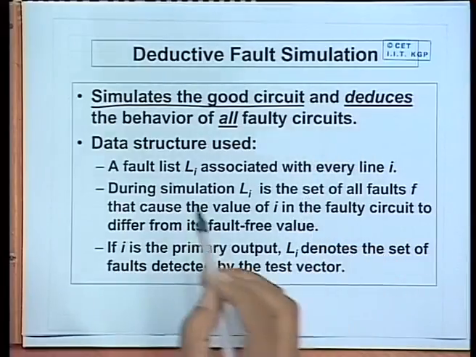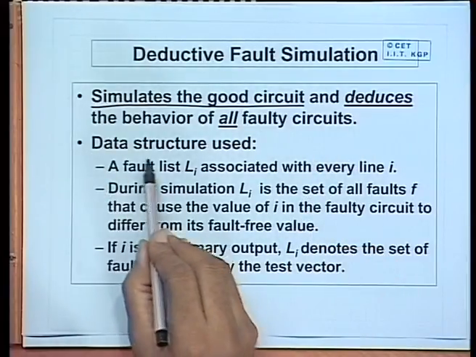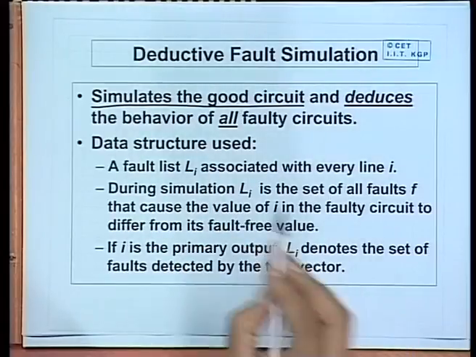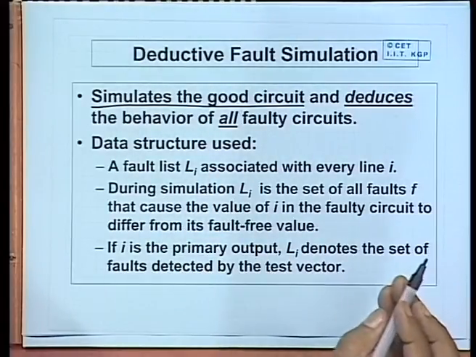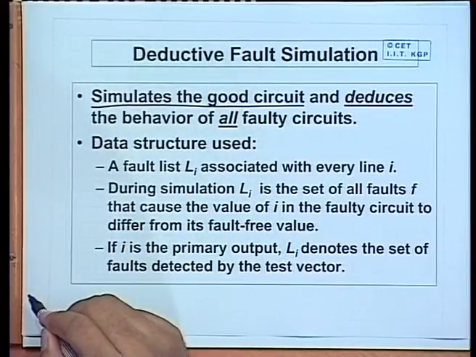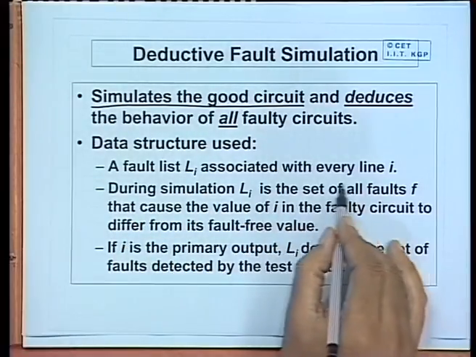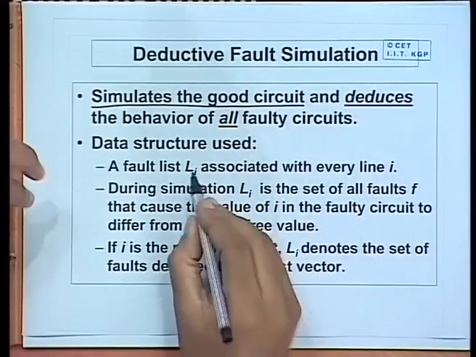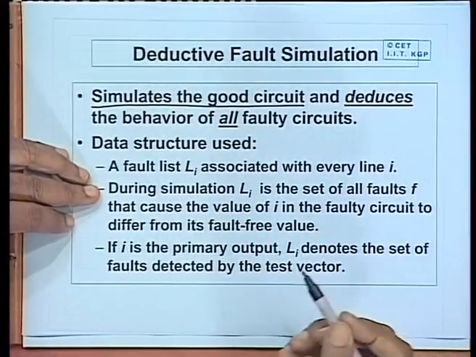For this purpose, we use some data structure. The data structure is like this. You have a fault list Li associated with every line i. Now, Li, what is that?